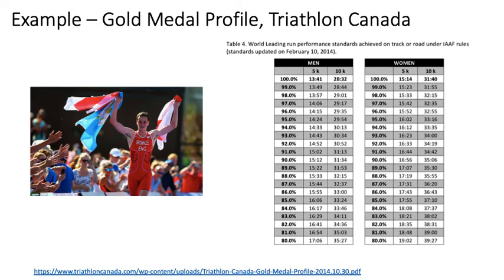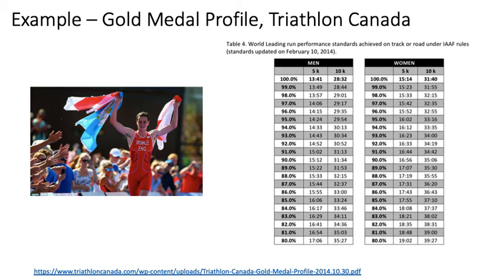Here's an example of Triathlon Canada's gold medal profile. So as you can see on table 4, these are world-leading run performance standards achieved on track or road under the International Athletics Federation rules. Okay, so for men, we see 5K and 10K, and women for 5K and 10K. And if you click on the link below for Triathlon Canada, you can see which progression you should be on and what your time is and how it classifies to world performers.